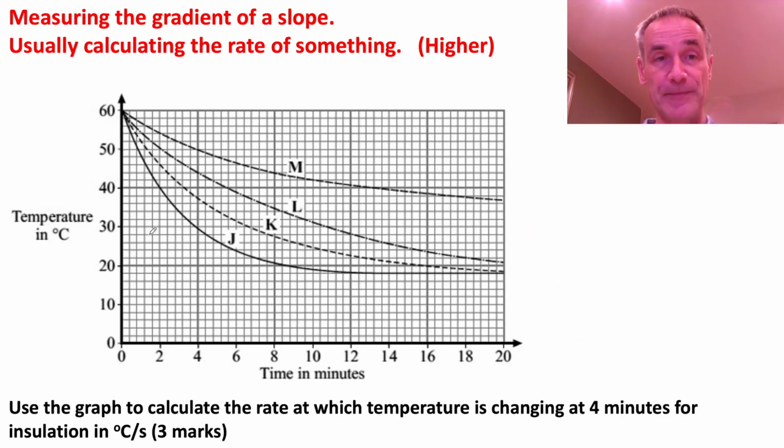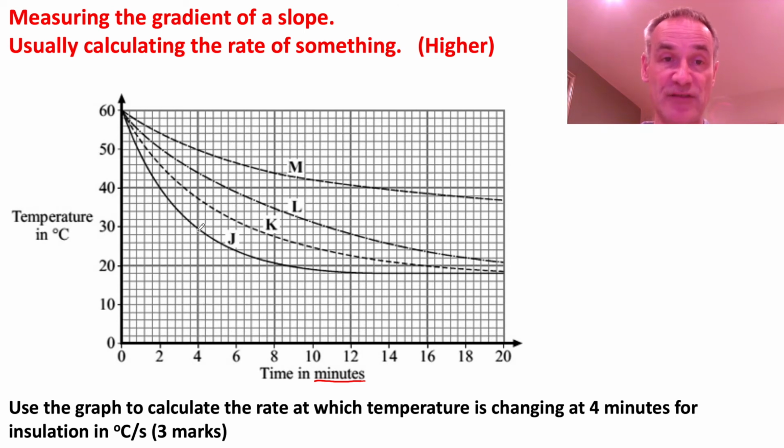So let's try this one. With this graph here, we've got how temperature changes against time, and we're asked to use the graph to calculate the rate at which temperature is changing at 4 minutes, in degrees per second. And notice straight away I've been given it in minutes, so we'll have to convert. So of course I need to work out the gradient at 4.